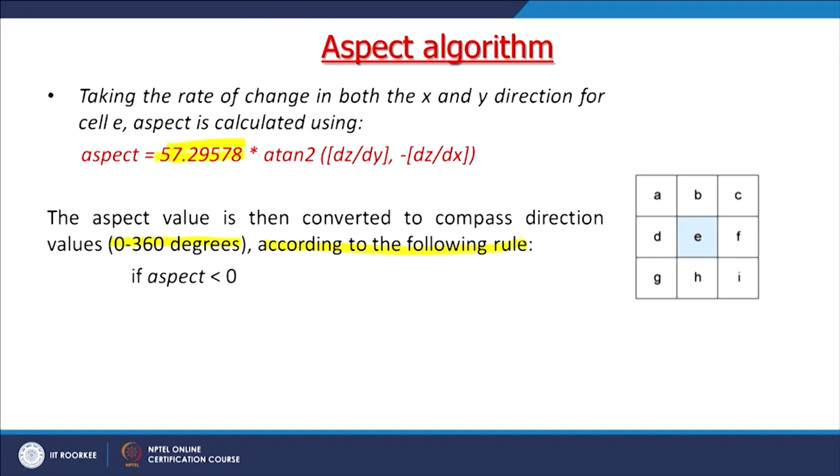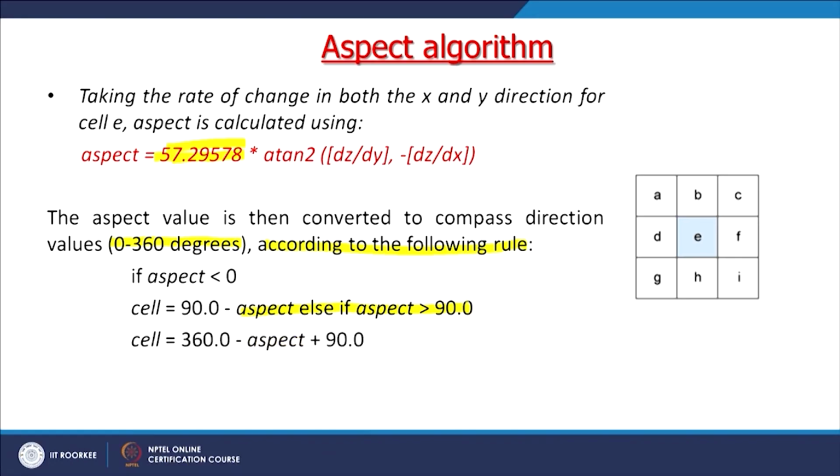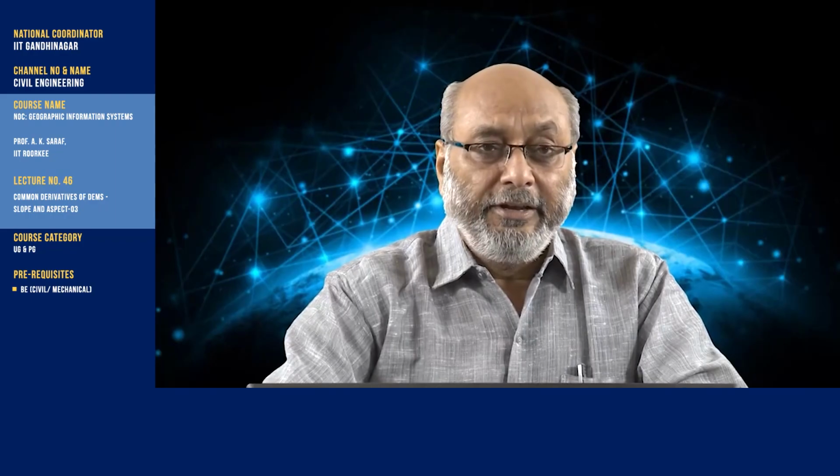The aspect value is then converted to compass direction values between 0 to 360 degrees according to the following rule. If aspect is less than 0, then it is of course flat. If aspect is greater than 90, then cell is 360 minus aspect plus 90, and else cell equals 90 minus aspect. So, this way for each input cell the calculation is done for aspect determination, except for the one cell thick border all around.